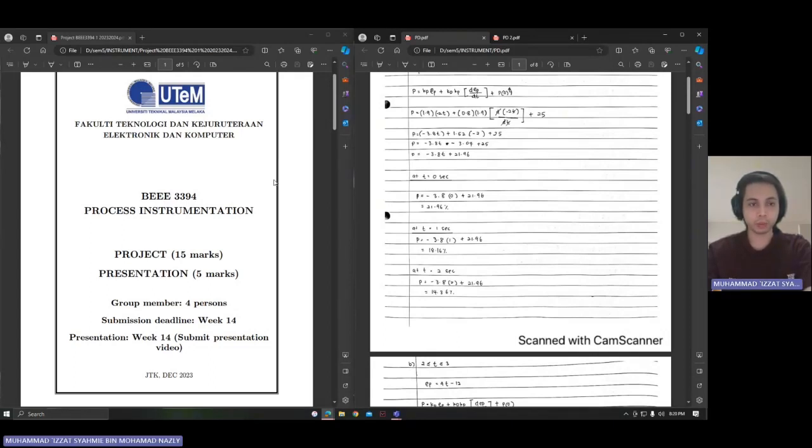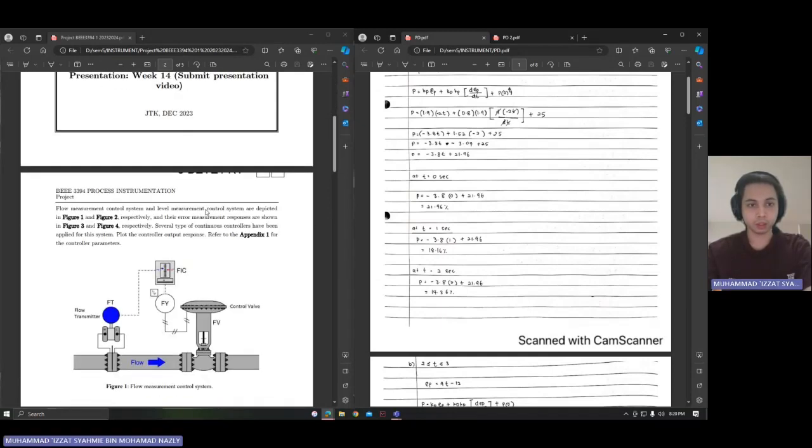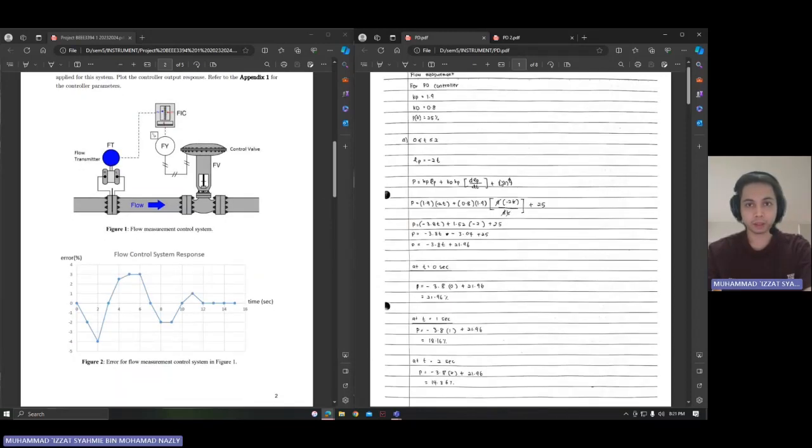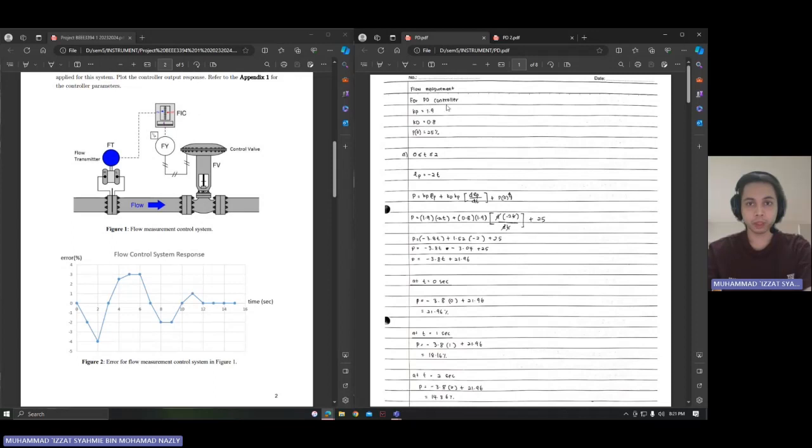So today I'm going to present our project for the course, which is process instrumentation. This is the project that I have to do, which is the calculation for the flow measurement control system and level measurement control system. My part is for the PD controller. I'm from group 8. My Kp is 1.9, Kd is 0.8, and P0 is 25%.